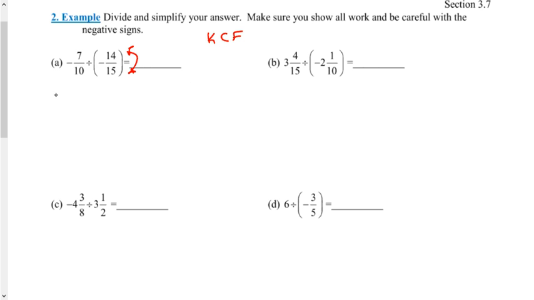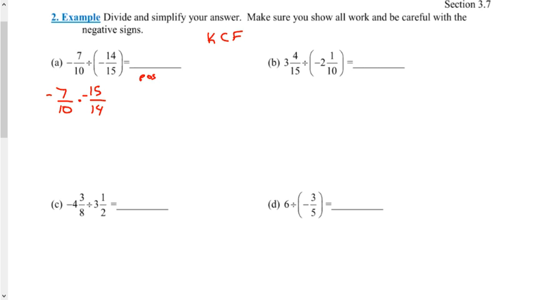You keep the original fraction, you change the sign from divide to multiply, and then the second fraction you're going to flip. This becomes 15/14 negative. Notice the negative doesn't matter if it's on top or bottom. I do see, though, that I have two negative signs, and two negatives are going to make a positive. So my answer is going to be a positive number. So I got to keep that in mind. It's going to be positive.